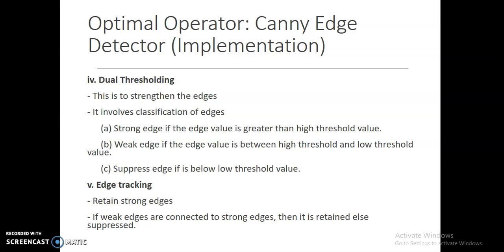If the edge value is greater than the high threshold, it is considered a strong edge. If the edge value is between the high threshold and the low threshold, it is considered a weak edge. All the other edges, whose values are below the low threshold, could be diminished. Last one is edge tracking. Here we retain the strong edges, and if the weak edges are connected to a strong edge, then we retain them, otherwise they are suppressed.